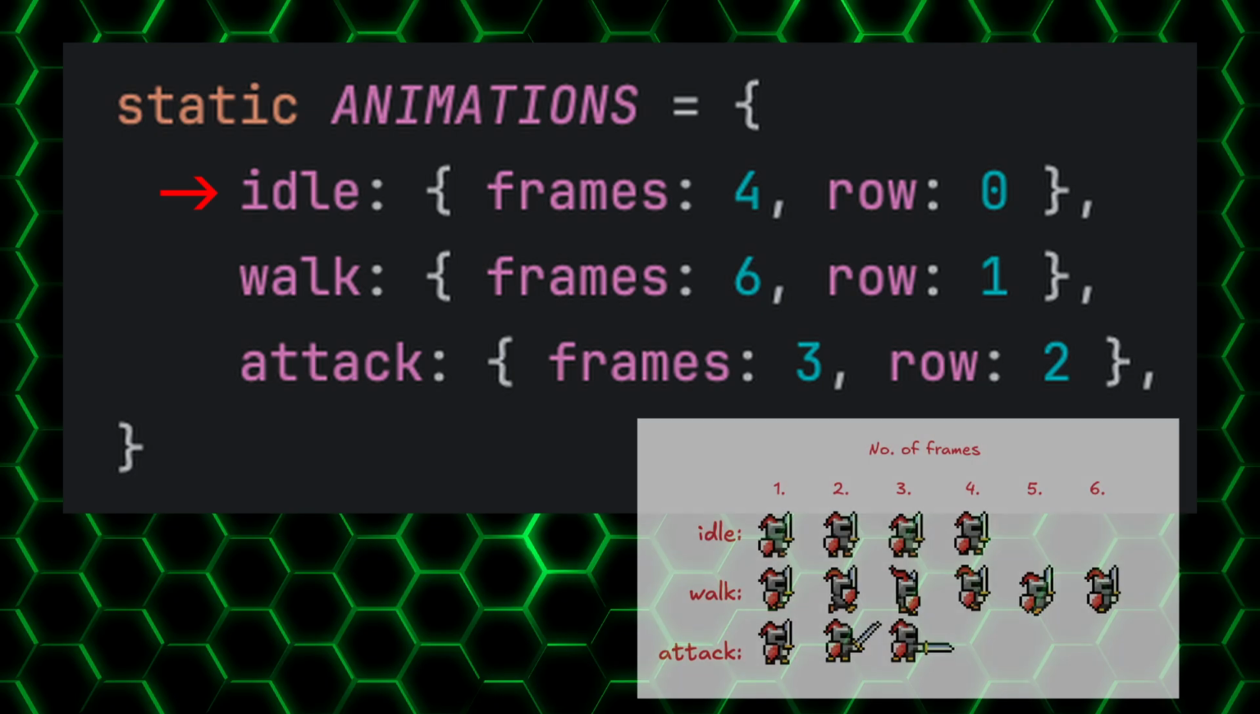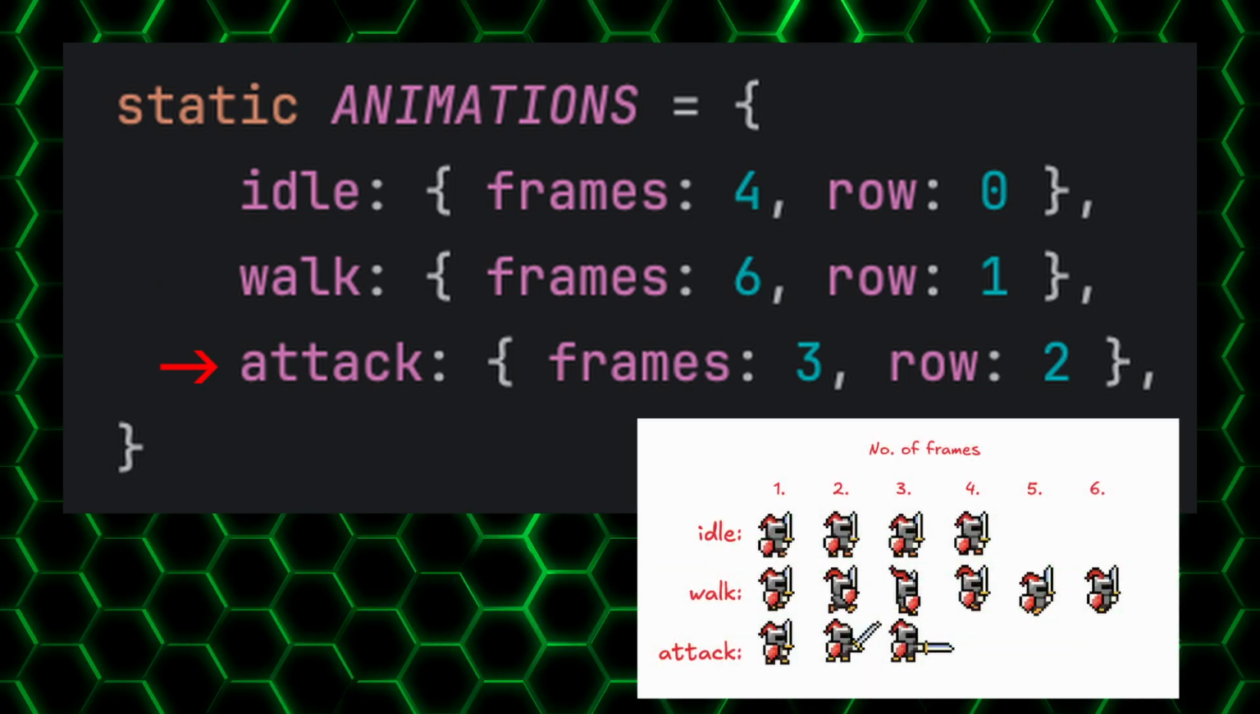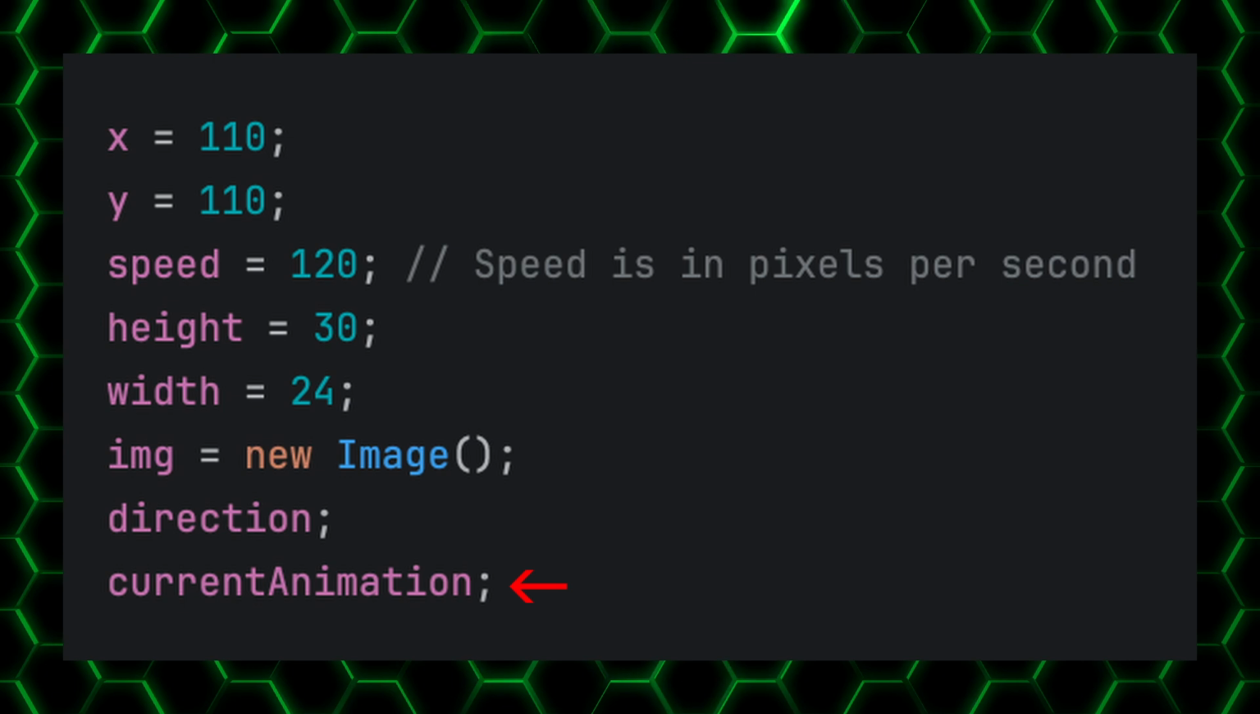Each entry in the map will be one of the animations. For each animation, we need to know the number of frames in the animation and what row the images are on in the sprite sheet. And let's also create a property called current animation to keep track of the current animation for the hero.